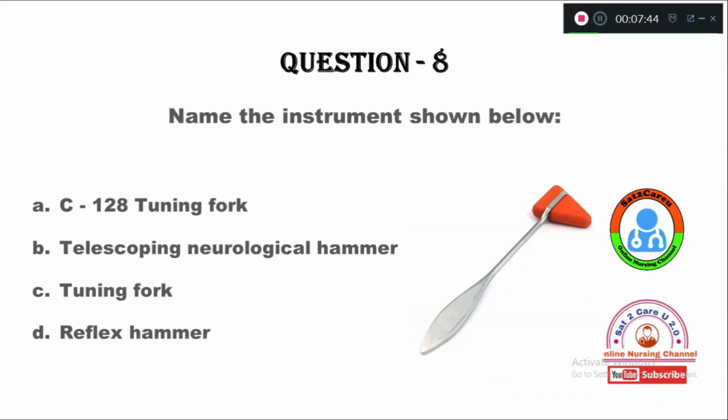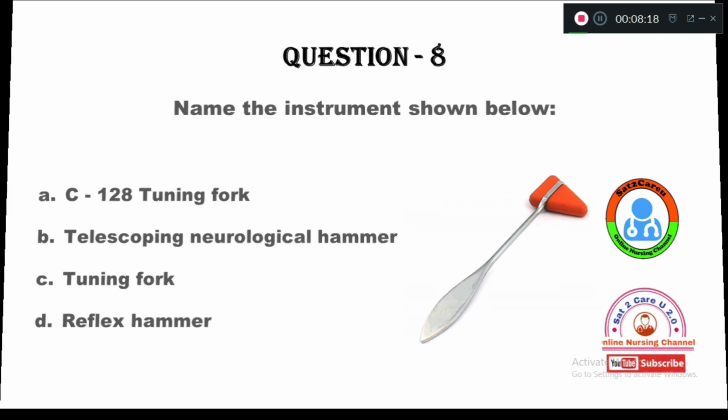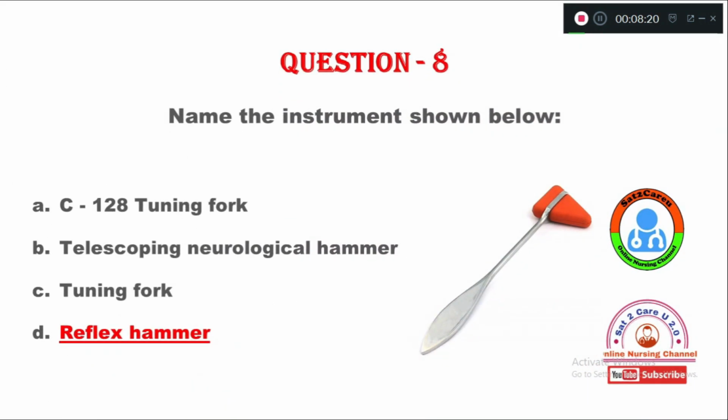Question number 8. Image based question. Name the instrument shown in the image. Option A, C128 tuning fork. Option B, telescopic neurological hammer. Option C, tuning fork. Option D, reflex hammer. The picture in the image shows option D, reflex hammer.